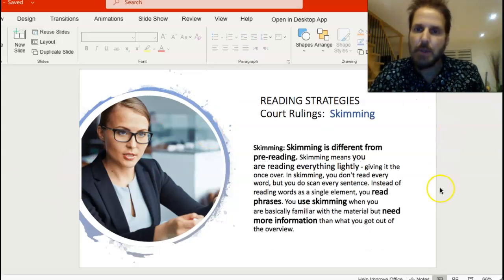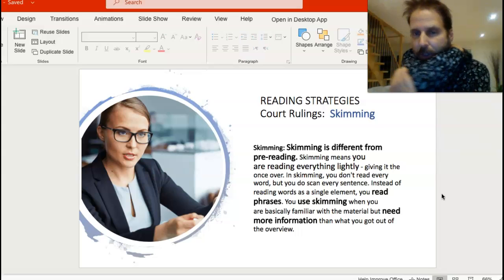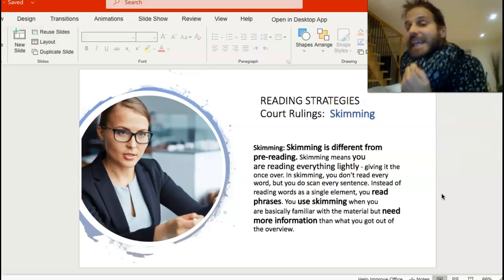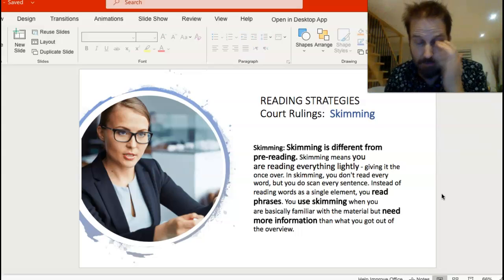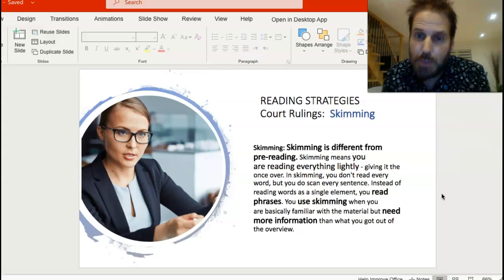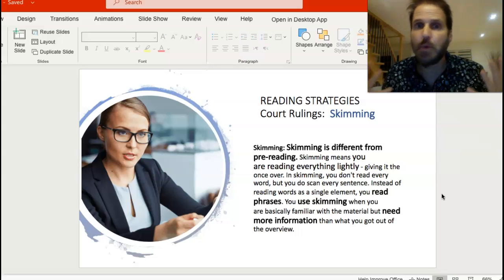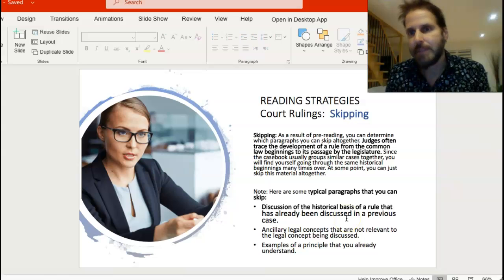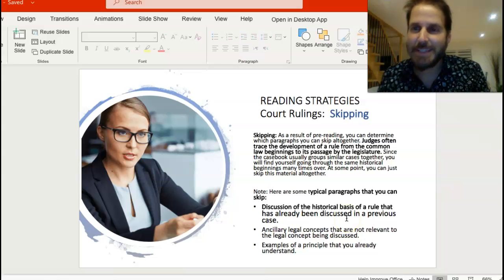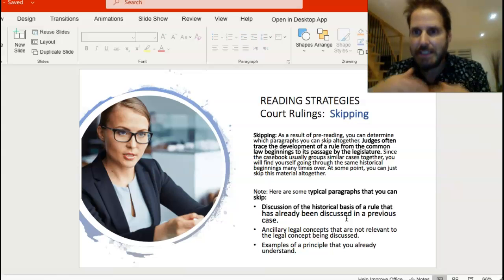Okay? If we go to the next step, it's skimming. Skimming is different from pre-reading because with skimming, you're reading lightly over all the text. You're reading phrases. You're basically using skimming when you need more information. Okay? Let's go for skipping. Now skipping, we normally don't explain this, but I read that skipping is: no, don't need this, don't need this, don't need that. Skipping, okay?